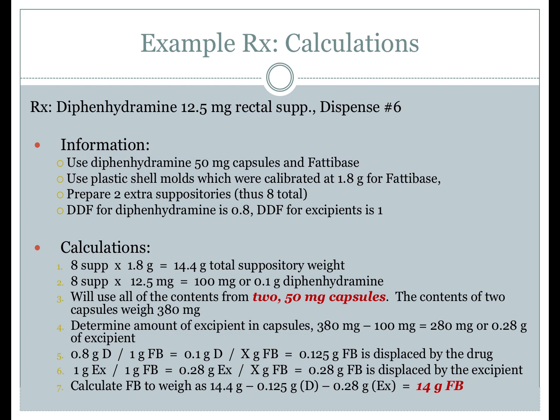Start by multiplying the total number of suppositories to prepare, which is 8, by the mold calibration of 1.8 grams, which equals 14.4 grams and represents the total weight of 8 suppositories using our mold. Next, determine the total amount of diphenhydramine needed, by multiplying 8 suppositories by 12.5 milligrams per suppository, which equals 100 milligrams or 0.1 when expressed in grams. Next, determine the number of commercial capsules to use by dividing the amount we need, which is 100 milligrams, by the amount of diphenhydramine per capsule, which is 50, to determine that we need to use the contents of exactly 2 capsules. However, because these capsules also contain excipients, we must weigh the contents of the 2 capsules.